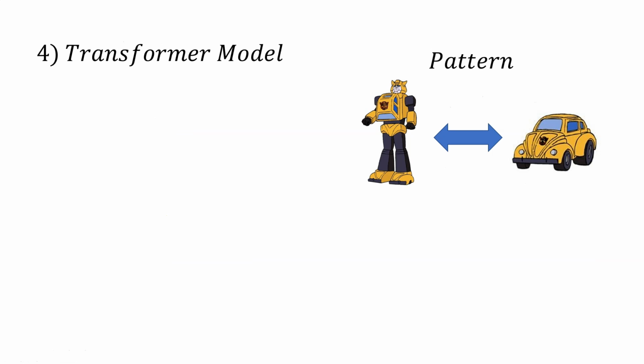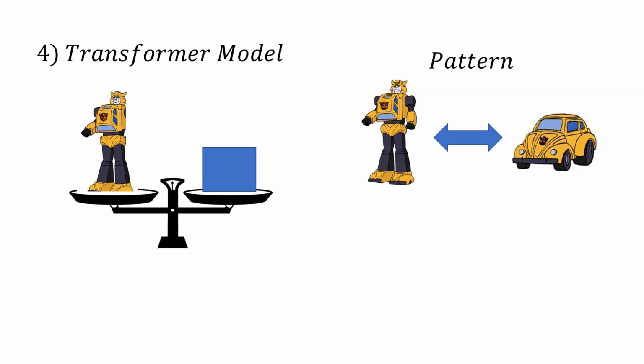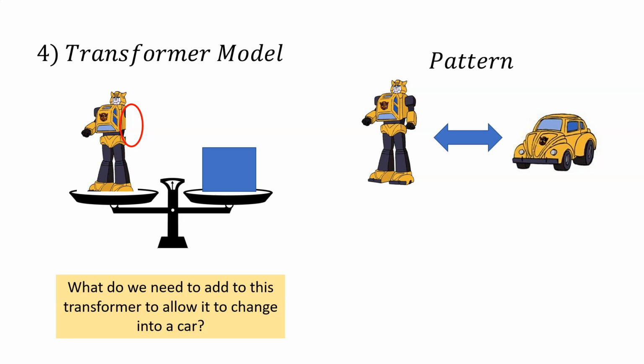Finally, here's the transformer model. If you're not familiar, a transformer can transform from a robot into a car and back. Imagine that a transformer is on a scale and is in balance with an equal weight box. Unfortunately, this transformer is missing an arm and can't transform. What do we need to add to this transformer to allow it to change into a car? An arm. But we need to add arms to both sides of the scale to keep the scale balanced. Now that the transformer is complete, it can transform into a car.